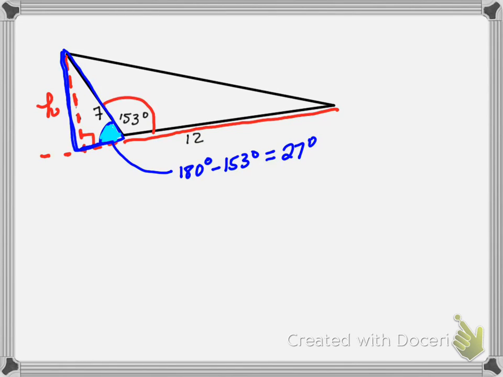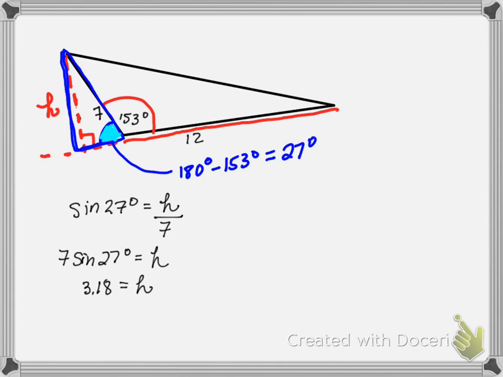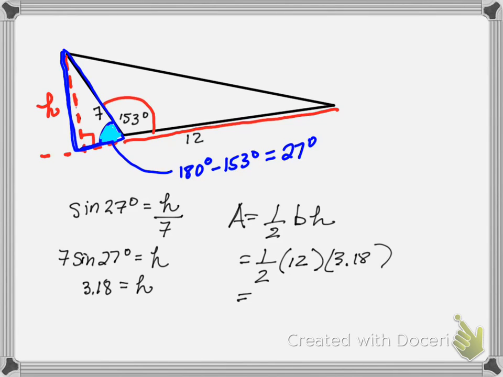We can find the height using the sohcahtoa trigonometry: the sine of 27 degrees is equal to the height, the opposite, which is opposite this angle in the bottom right, over the hypotenuse, which is 7. So we've got 7 sine 27 degrees equals h, which gives us a height of 3.18, and then the area of the triangle equals 1/2 base times height. The base in this case is 12, remember, and then times the height of 3.18 gives us our area of 19.1.